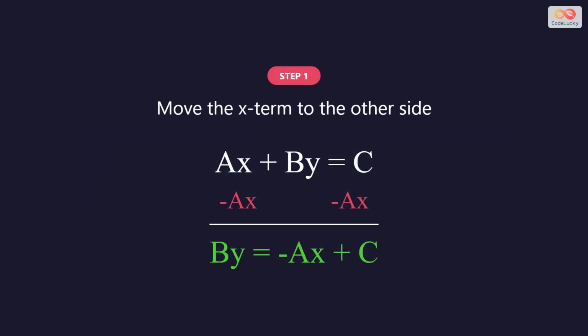There are two main steps to do this. Step 1 is to move the x term to the opposite side. Since the x term is usually positive on the left, we subtract it from both sides. This moves it to the right side of the equation.